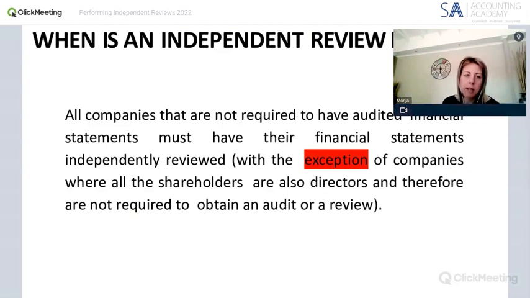So all companies that are not required to have audited financial statements must have their financial statements independently reviewed. There is an exception, like I said, where all the shareholders and directors are the same people. Then there is no requirement for either an audit or an independent review.